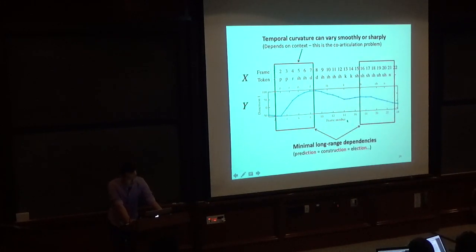On the other hand, there seems to be minimal long-range dependencies, right? The way your mouth is shaped to pronounce the end of the word prediction is roughly the same no matter if it's prediction or construction or election. Doesn't seem to matter too much. This, of course, is an approximation, but it seems to be a pretty good one in practice.